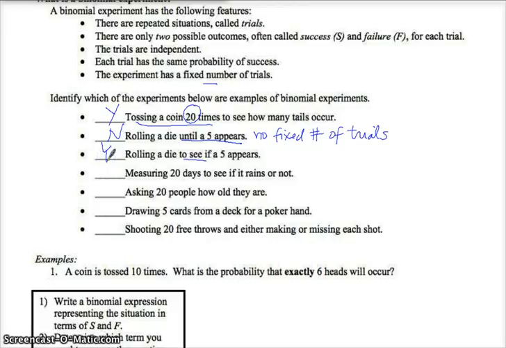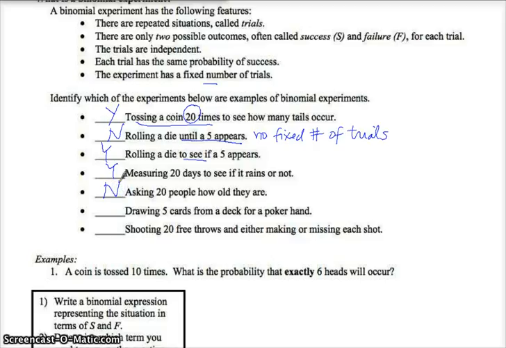Measuring 20 days to see if it rains or not. Yes, it's repeated. It's a fixed number. We have a success and failure, rain, no rain. One doesn't depend on the other, so I would say yes. That's true. Asking 20 people how old they are.